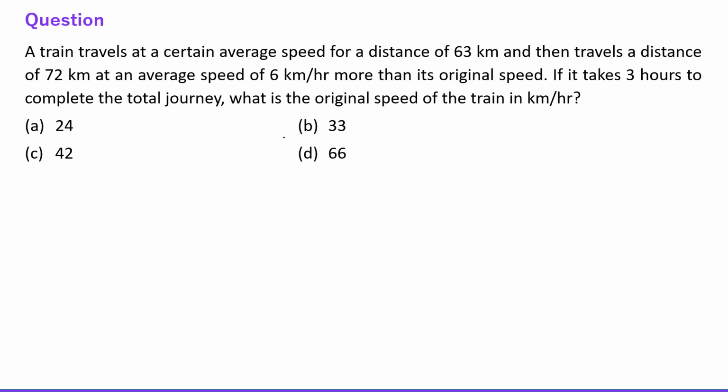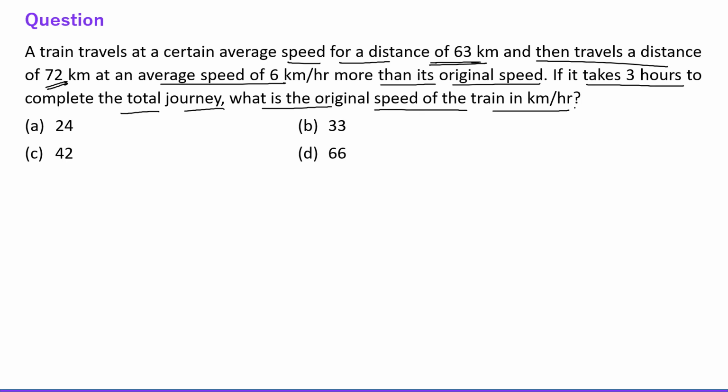The next question is asking: a train travels at a certain average speed for a distance of 63 kilometers, and then travels a distance of 72 kilometers at an average speed of 6 kilometers more than its original speed. If it takes 3 hours to complete the total journey, what is the original speed of the train in kilometers per hour? Okay, everyone, for this question, please use the options. Don't make the equation.